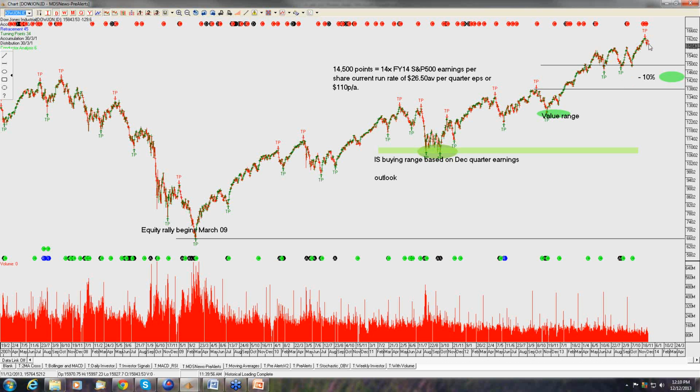So again, our base case is that the market largely moves sideways. We take the cautious view that maybe the Dow could trade back down to 14,000, but our base case is that, if anything, the market consolidates and gradually moves higher again in the early new year.